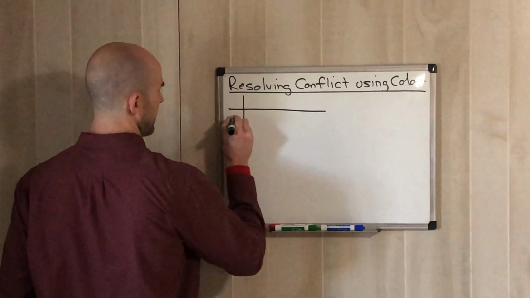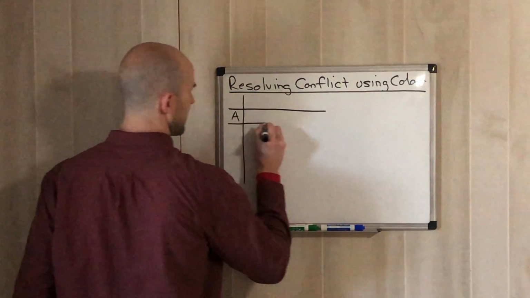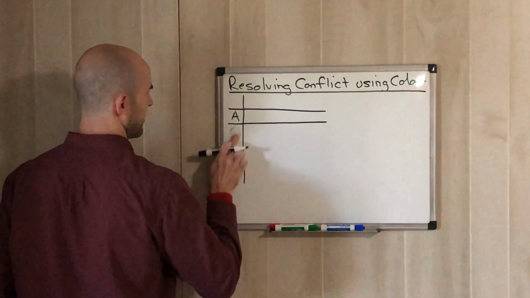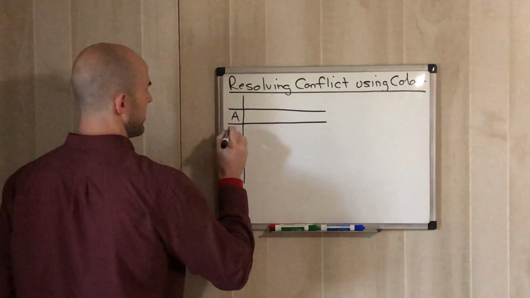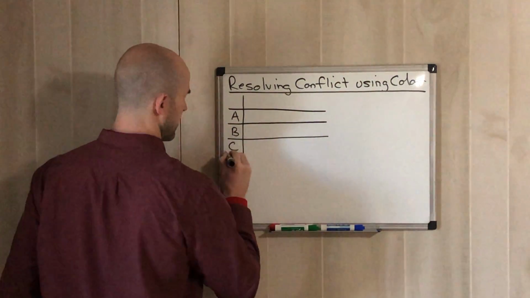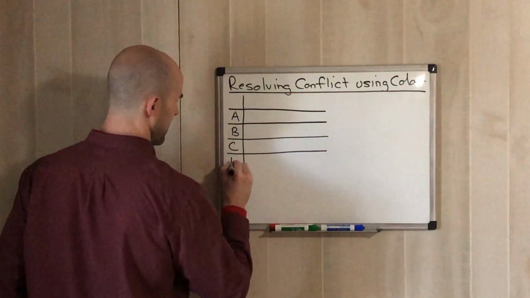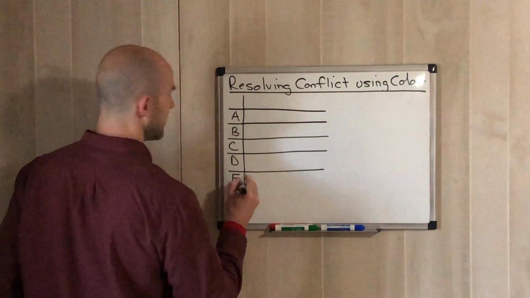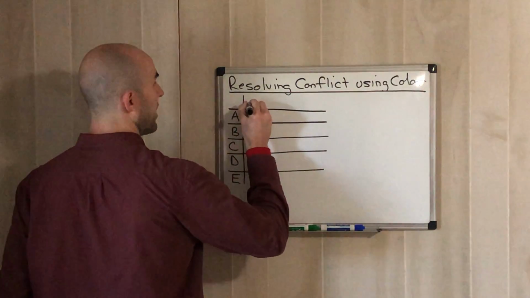Let's make this A. Right? Let's make this B. Sorry. Let's make this one B. Right? Make this C. Make this D. And make the last one E. And again, it shouldn't mean anything to you yet, but it will.